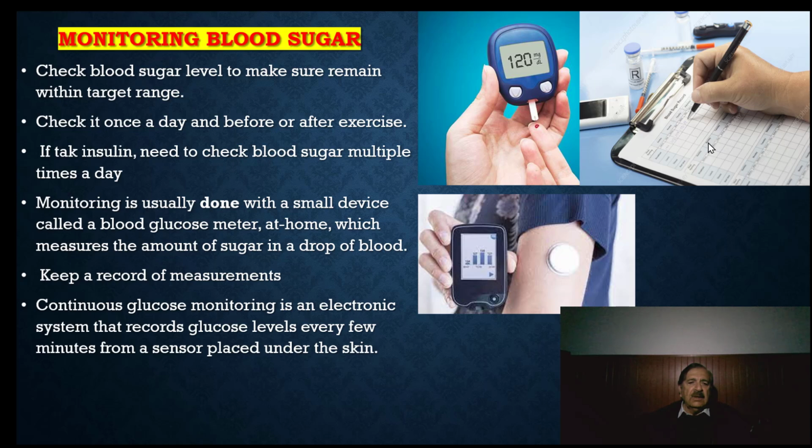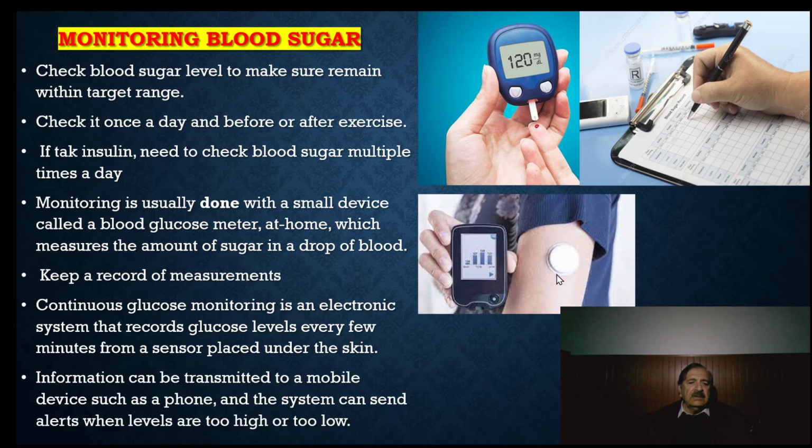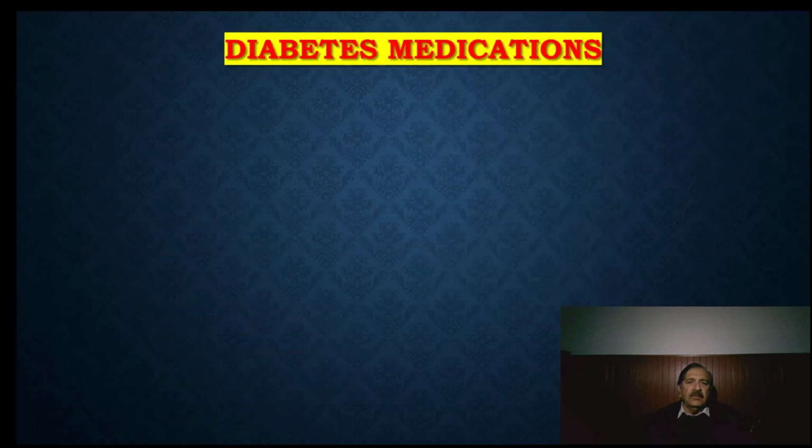Continuous glucose monitoring is an electronic system that records your glucose level every few minutes from a sensor placed under the skin. The information can be transmitted to a mobile device such as a phone, and the system can send alerts when levels are too high or too low.